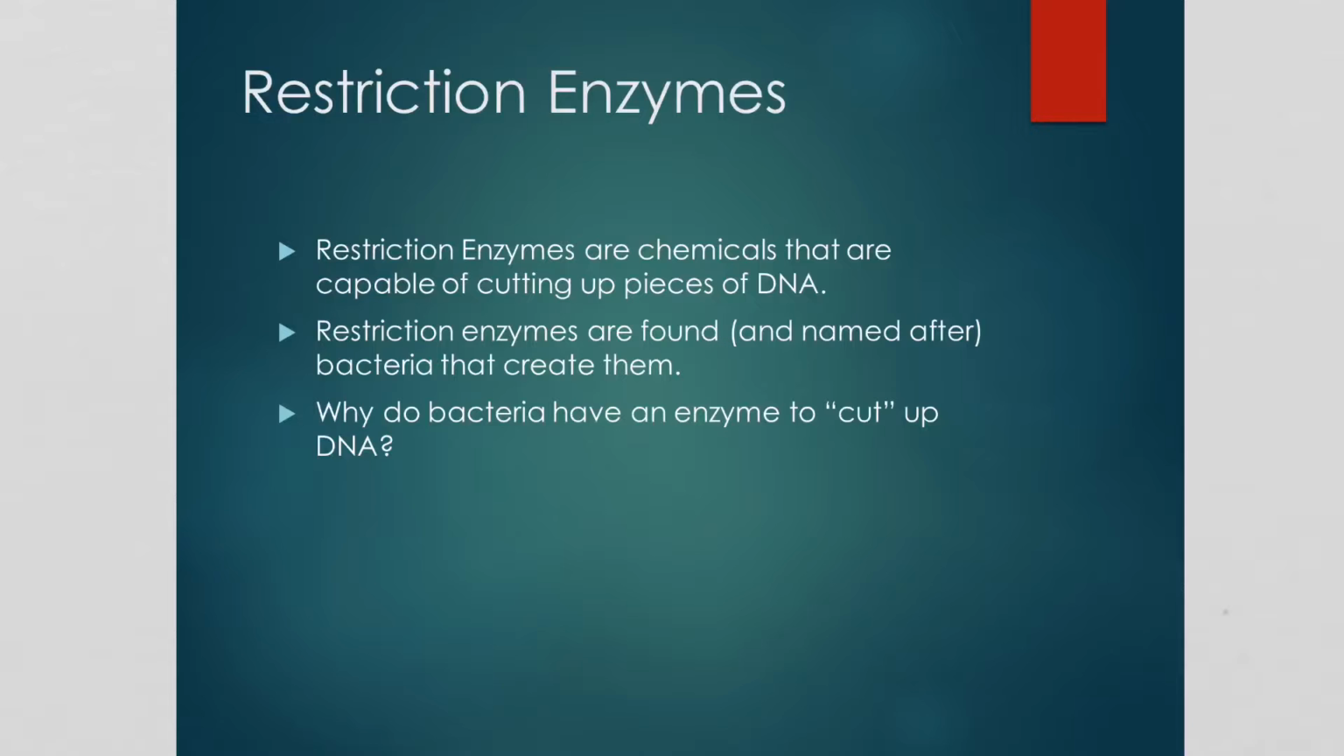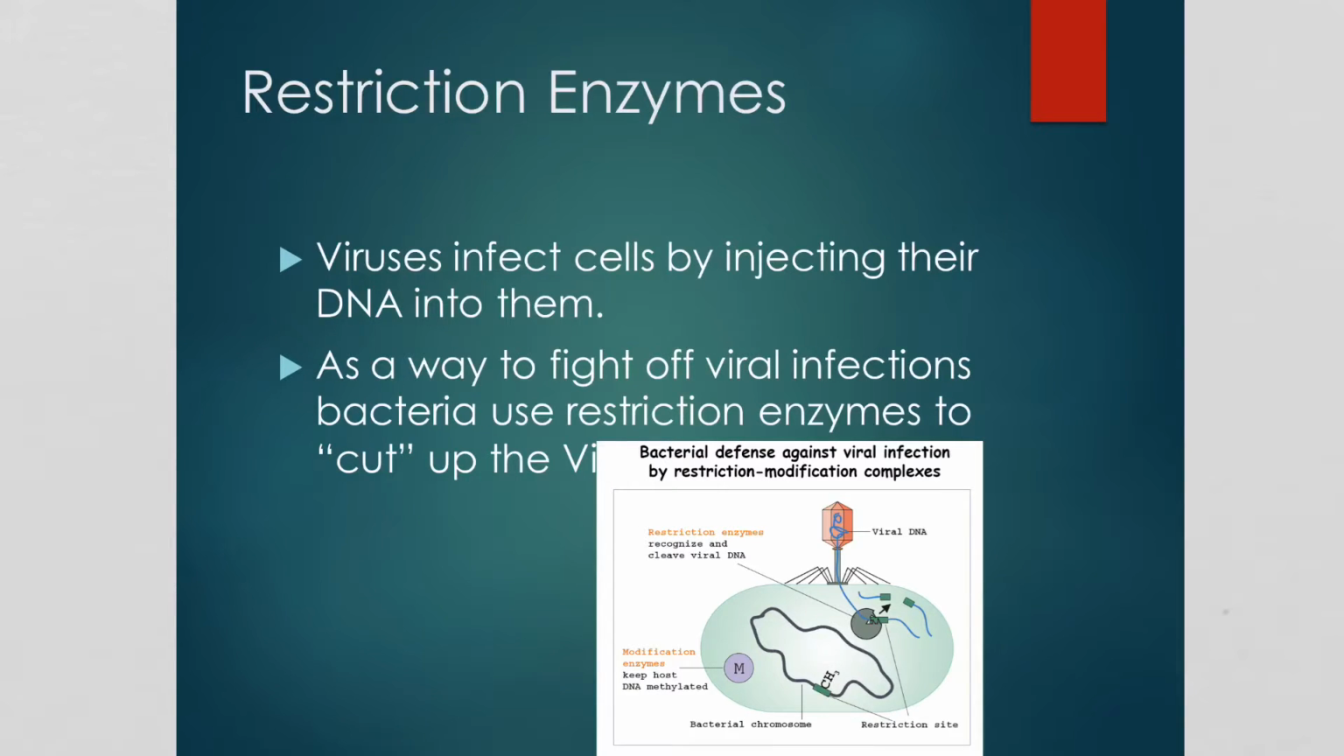And one thing that I just want to go over before we talk about how they work is, why might bacteria have an enzyme to cut up DNA? Where do these restriction enzymes come from? Well, it turns out that one of bacteria's biggest enemies are viruses. And the way that viruses infect cells is by injecting their DNA into the cell. And they trick the cell into reading the virus's DNA and making more viruses.